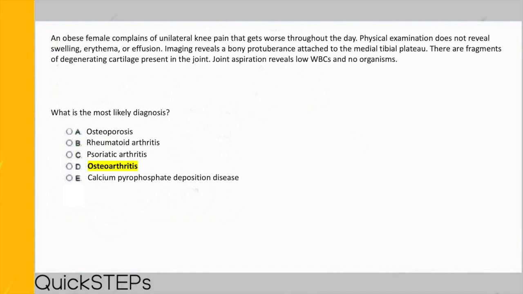And just to repeat, whenever you see asymmetrical joint pain, it's non-inflammatory, there's no organisms, there's osteophyte formation, and there might be a little bit of broken cartilage or bone within the actual joint, then I want you to think osteoarthritis, especially in an obese female or an obese male. Okay? So I know that was a lot, but we got through it. Hopefully you came out knowing more than you went into this video knowing.